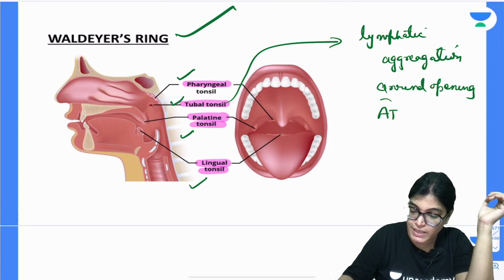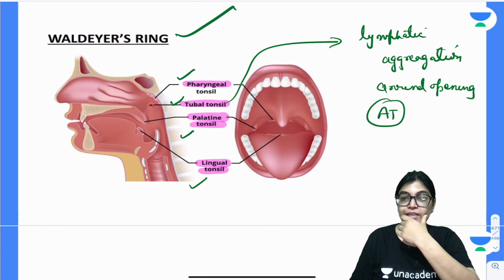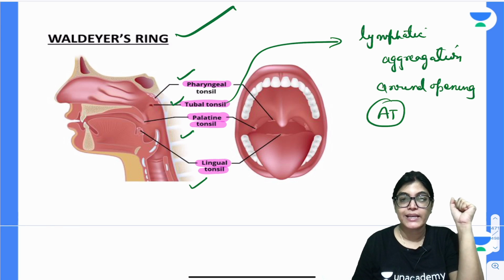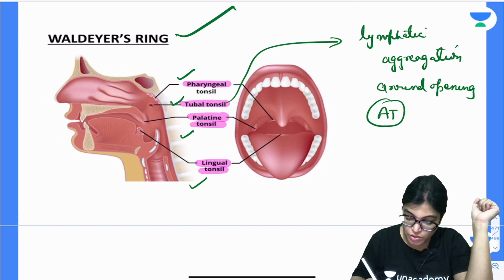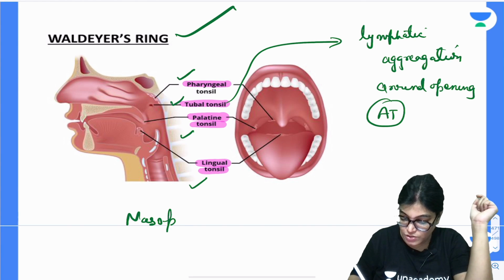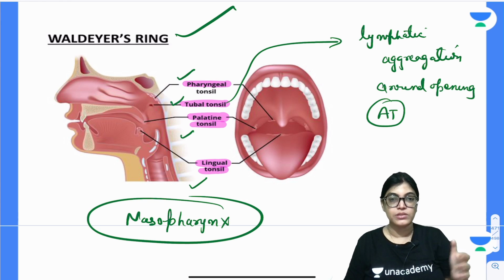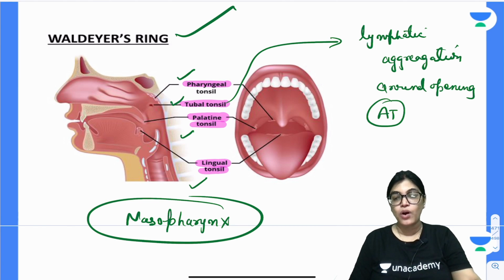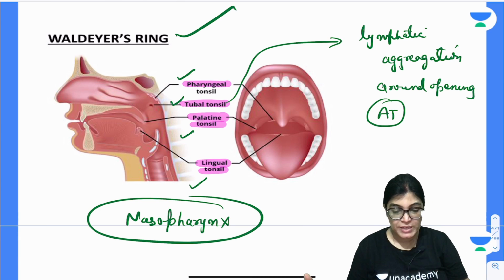AT means auditory tube. The other name of the auditory tube is the Eustachian tube. Just at this opening there is a lymphatic aggregation, which is called the tubal tonsil. What about the pharyngeal tonsil? It is formed by aggregation on the posterior wall of the nasopharynx. This whole ring is called Waldeyer's ring, which prevents the entry of foreign structures or any kind of pathogens into the oropharynx or nasopharynx. So this is important for immunity.